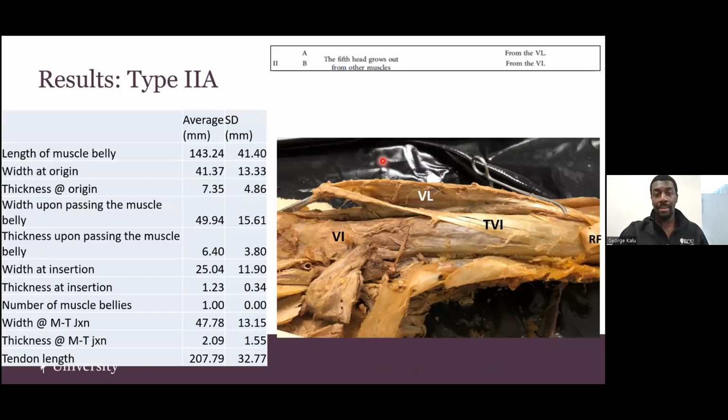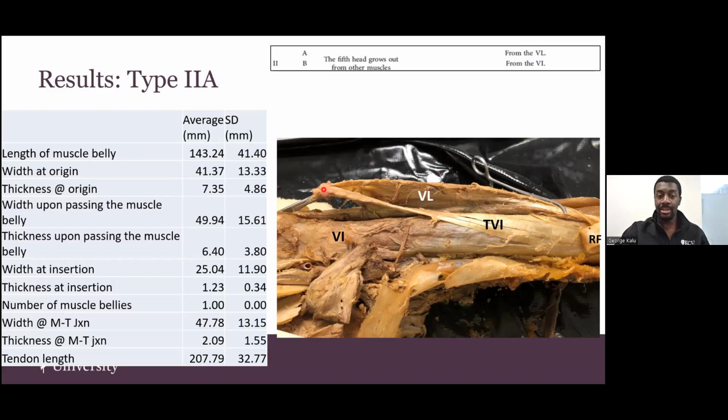Here's the type 2A muscle. And so the type 2A TBI is where we have the TBI growing out of the vastus lateralis. Okay. And so again, here we see vastus lateralis here. Here is vastus intermedius. Here's rectus femoris. Vastus medialis is down here at the bottom.